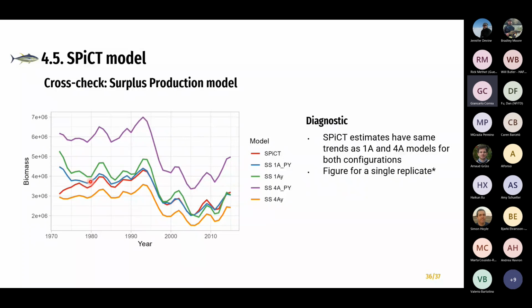But what we can see here is that the one area model, which is the green line and the blue line, are pretty similar to the SPiCT model, to the surplus production model, as you can see here. But for the 4-area model, we got different results for the GR configuration and pseudo-GR configuration. The purple line here is estimating higher biomass than the SPiCT model, and the GR configuration is estimating lower biomass than the SPiCT model. So, as I said, I think it's still too early to get conclusions from this analysis. Hopefully, we are going to present the final results in the next meeting.